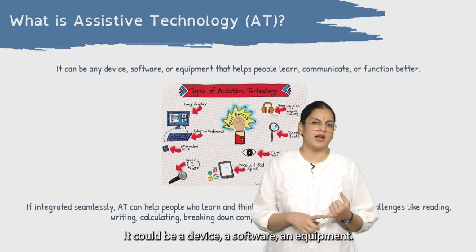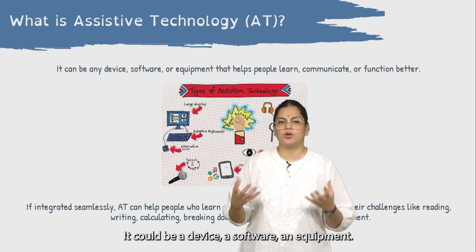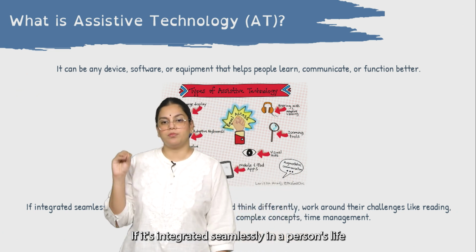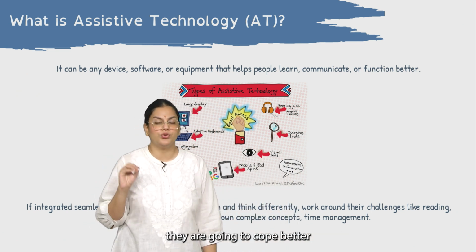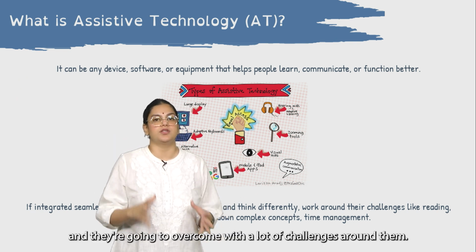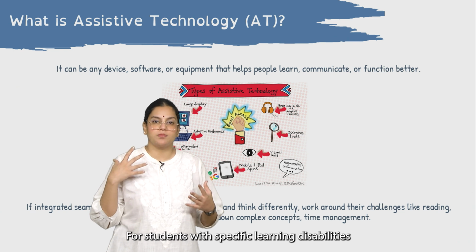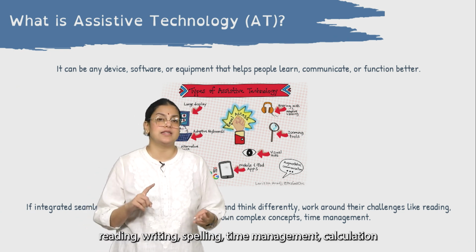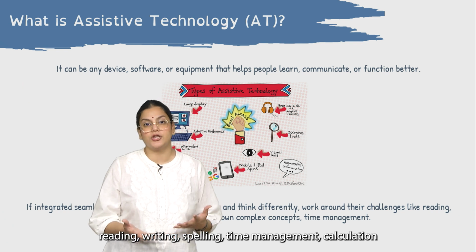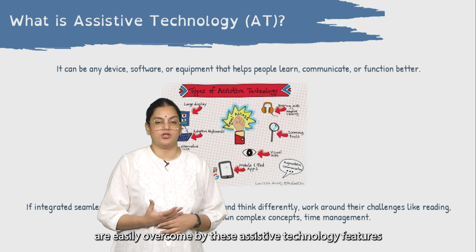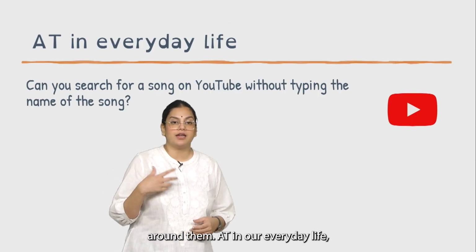It could be a device, a software, an equipment. If it's integrated seamlessly in a person's life, they are going to cope better and they're going to overcome a lot of challenges around them. For students with specific learning disabilities, challenges around reading, writing, spelling, time management, calculation are easily overcome by these assistive technology features around them.